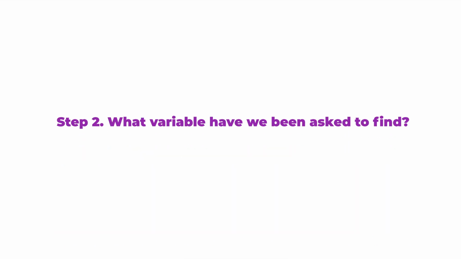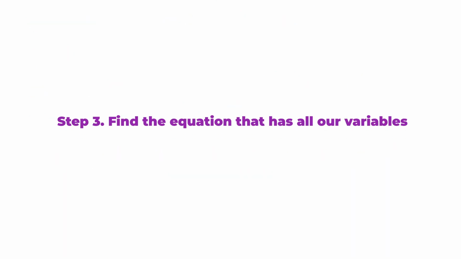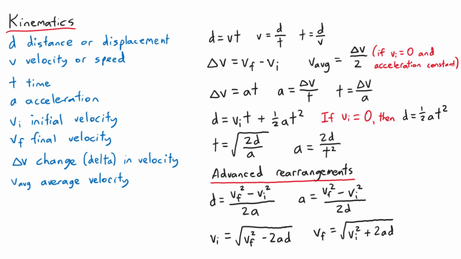Step 2. What variable have we been asked to find? We want to find the average acceleration, or A. So A is equal to question mark in meters per second squared. Step 3. Find the equation that has all of our variables. We need an equation containing delta V, t, and A. We can use this equation: A equals delta V over t.